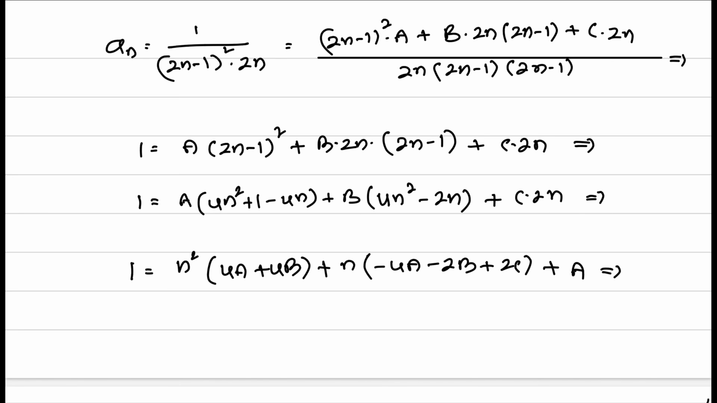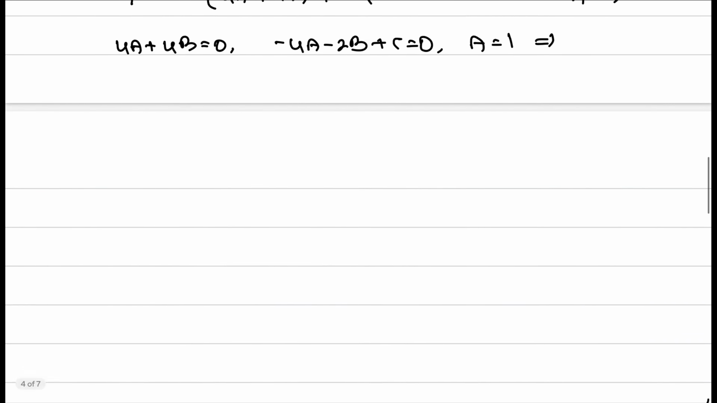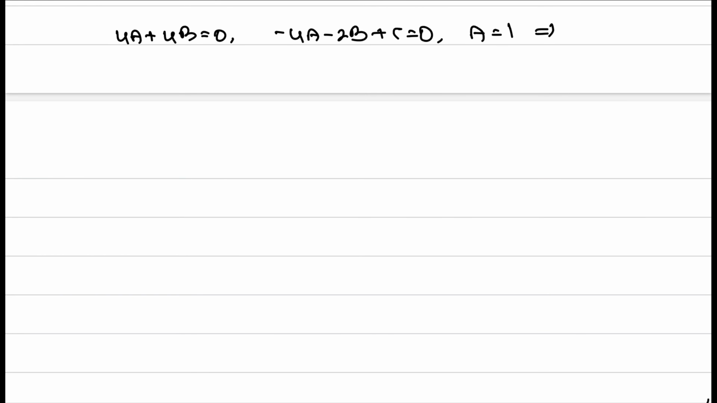That implies, when you compare the coefficients of n square, n and constant, n square coefficient is 0 on left hand side and right hand side it is 4A plus 4B. 4A plus 4B is equal to 0. N coefficient on left hand side is 0 and right hand side is minus 4A minus 2B plus 2C is equal to 0. On left hand side the constant is 1 and right hand side it is A is equal to 1. This is what we have got. Now solve these three equations for three unknowns.